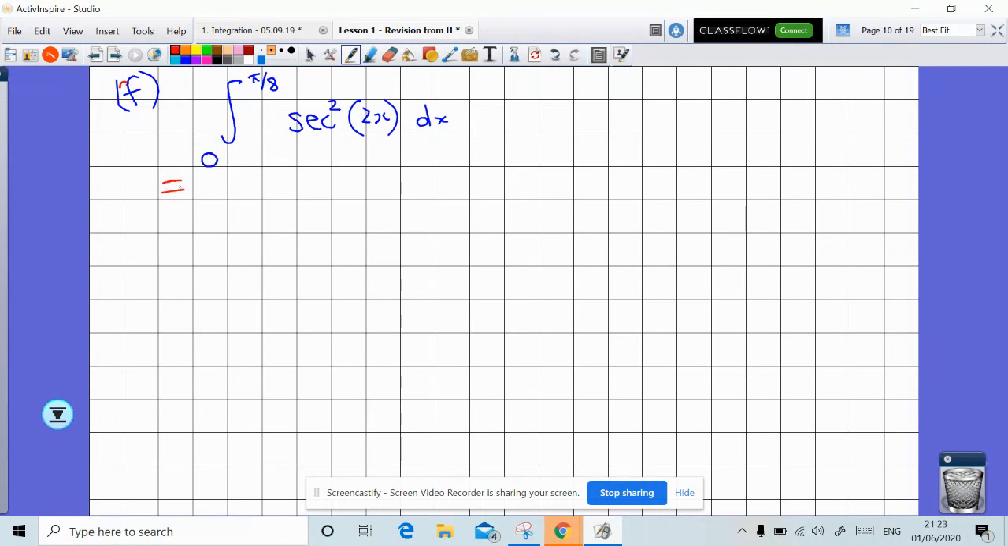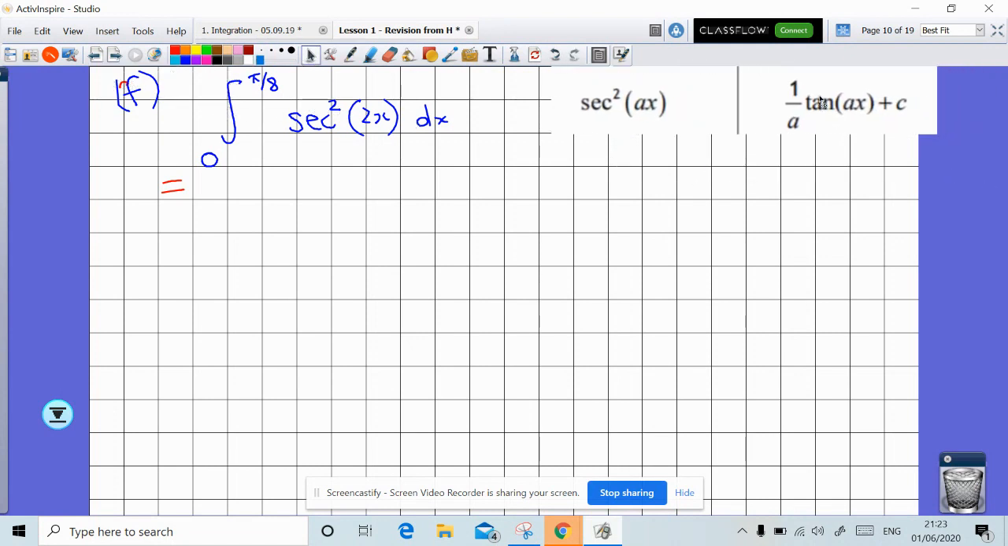Okay, so this is where we look at our formula sheet. I've still got it copied, so I'll paste it in here. So this is taken directly from the formula sheet, where a in this case is 2. Okay, so it's as simple as reading off that formula sheet. That's what we're doing. So 1 over a is 2, so it's 1 over 2 tan 2x between the limits of pi over 8 and 0.